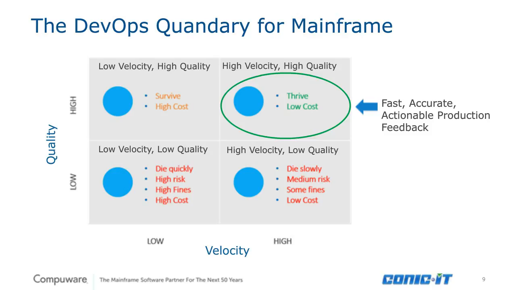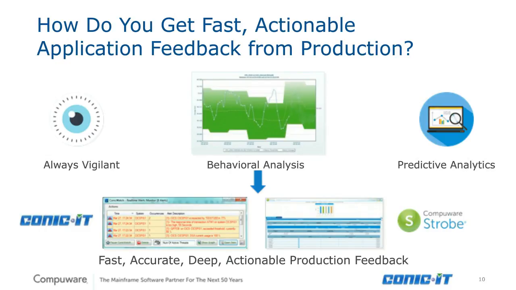And in order to be able to do that, we need to make sure that we get feedback from production that is fast, to the point, and actionable, so that if there is an issue that does show up, then we can address it and fix it as quickly as possible. And so, okay, how do you do that? At ConicIT, we spend a lot of time on the mainframe, looking at the way people actually use their mainframes, monitor it, and manage that.